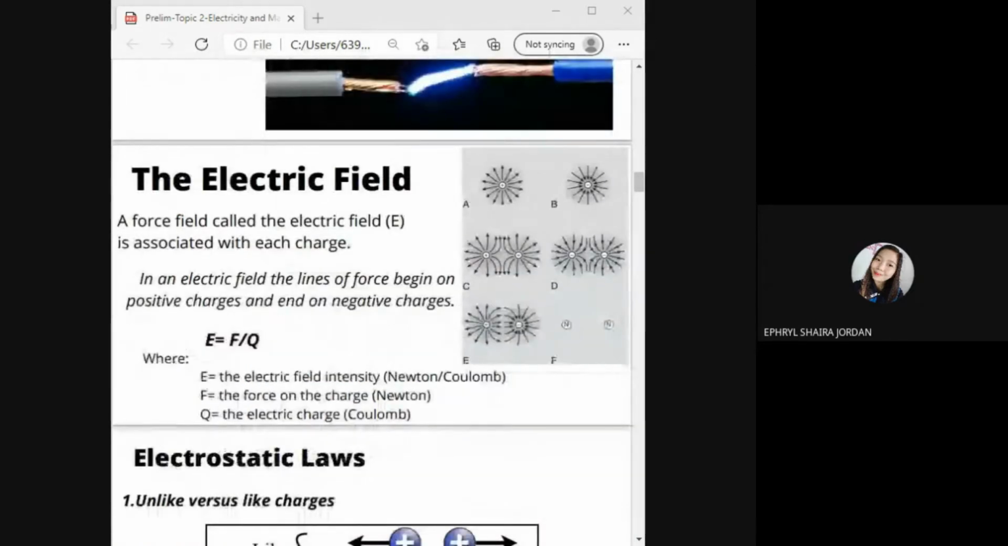So the electric field. A force field called the electric field is associated with each charge. The proof of the electric field is much the same as that of a gravitational field, or the exertion of force. The electric field is a vector quantity, that is, it has not only magnitude but also direction. The direction of the electric field is determined by the movement of a positive charge in the electric field.